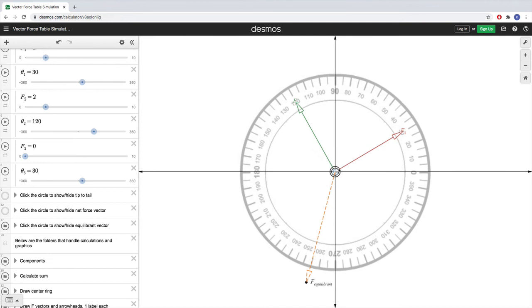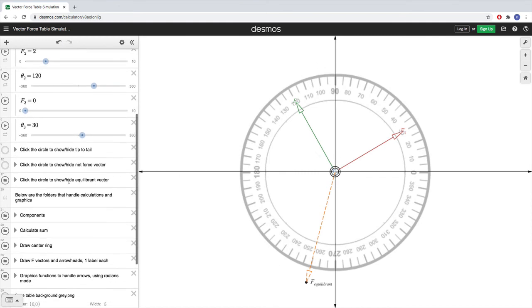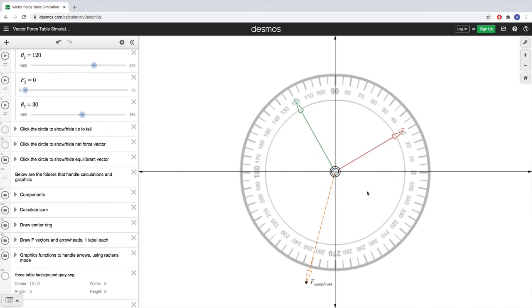So in this lab report, I want to see this diagram. I want to see the two vectors and the equilibrant like this. Take a picture of it or print it or save it as PDF. It's up to you what to do with it, okay? But that's it.